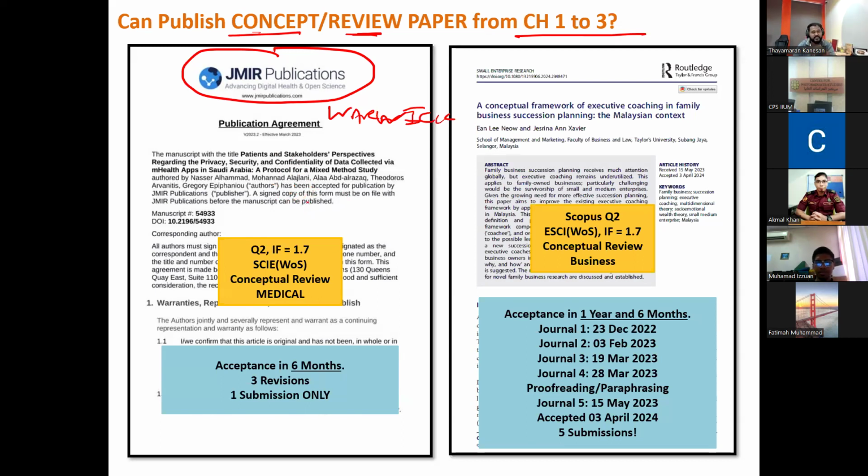So medical, business, social, information systems, and all those things that use quantitative or qualitative methods, that is known as a concept paper, which talks about your chapters 1 to 3. In medical, they call it a protocol paper. So this chap here, he wrote a protocol paper after we coached him, and we managed to publish it in 6 months.